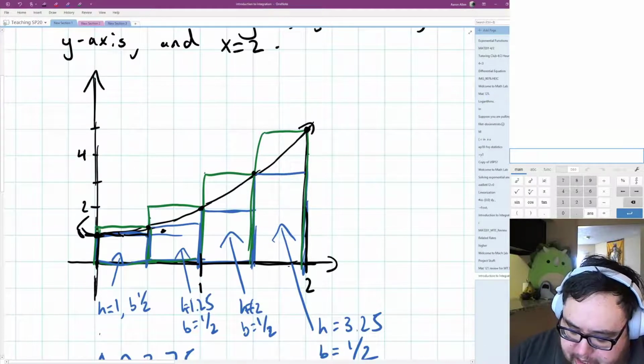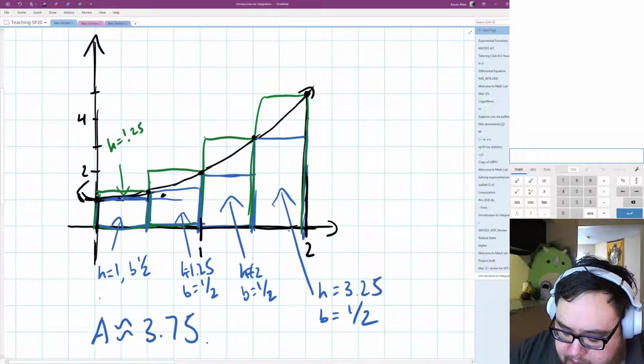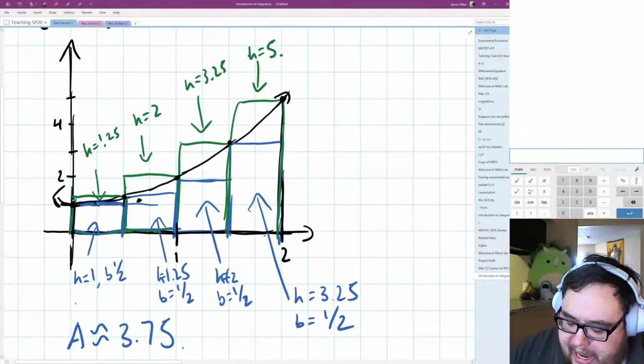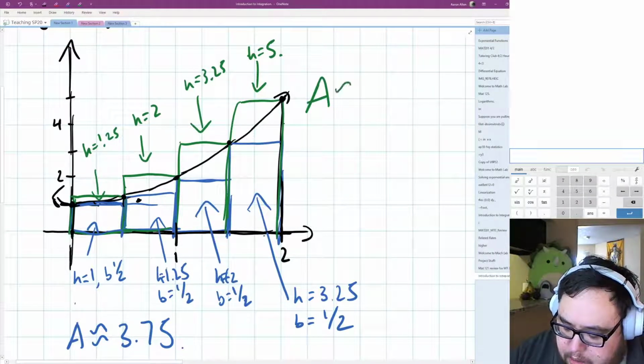The green estimate, the first one, has a height of 1.25. The second one has a height of 2. The third one has a height of 3.25. And the last one has a height of 5. When we add all of those up, the area of our green rectangles ends up being about 5.25.